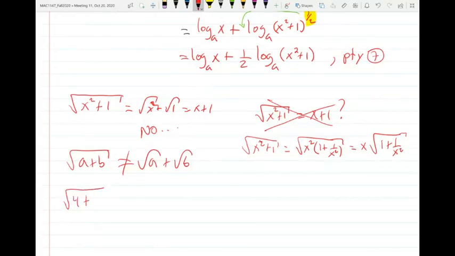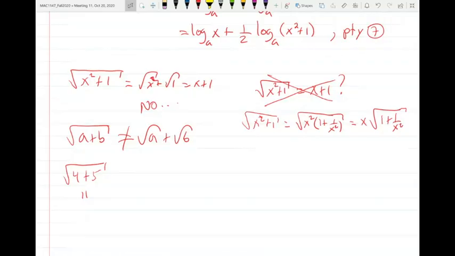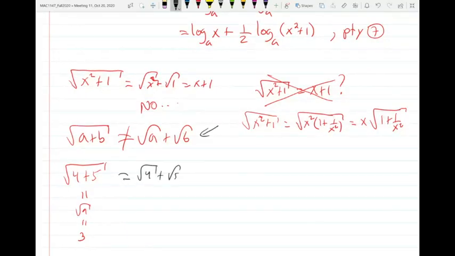Let's do the square root of 4 plus 5. So what do we know about this? On one hand, this is the square root of 9, which is 3. So we know that this is 3. So if we were to apply this property, what do we get? If this property were true, this one up here, what would this be? The square root of 4 plus the square root of 5. The square root of 4 we know is 2, right? But the square root of 5, that's 2 point something. So this is definitely not equal to 3.